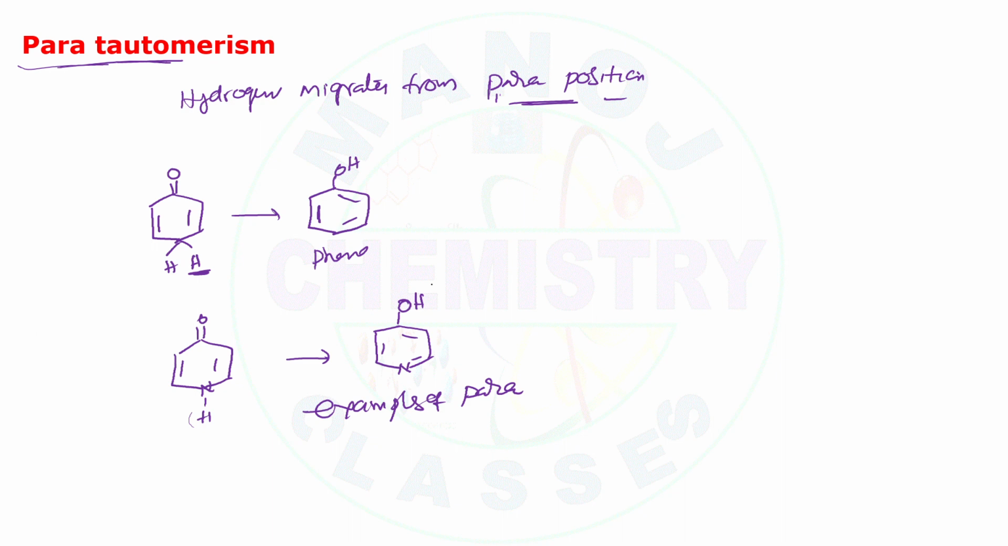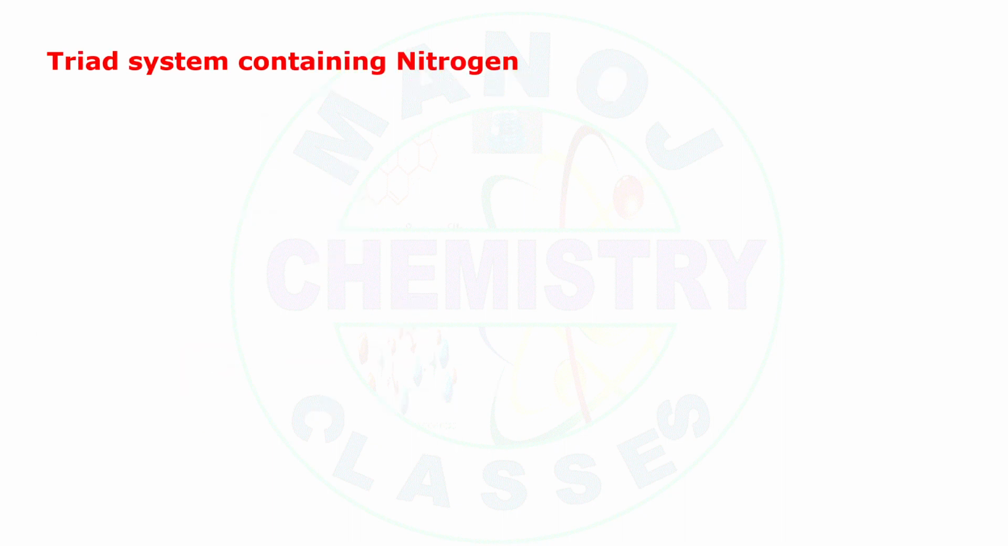So coming to the next one. Till now we have discussed 1,2 system and different systems. Now we are going to discuss the triad system which is containing nitrogen atom, in which the first one is nitrite and nitro system.